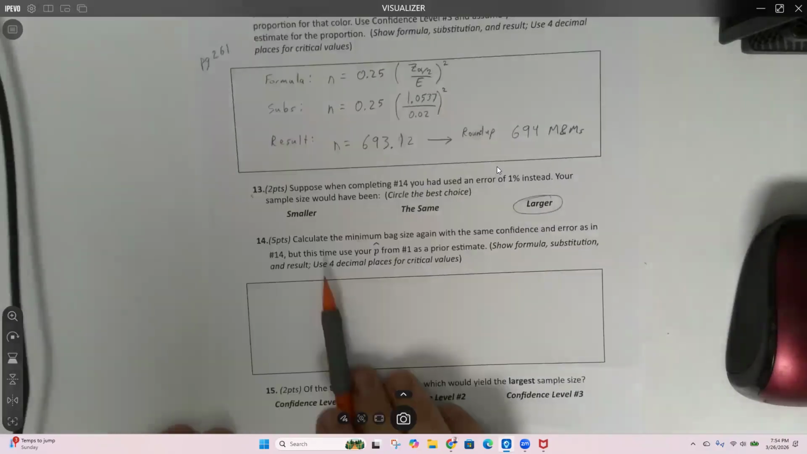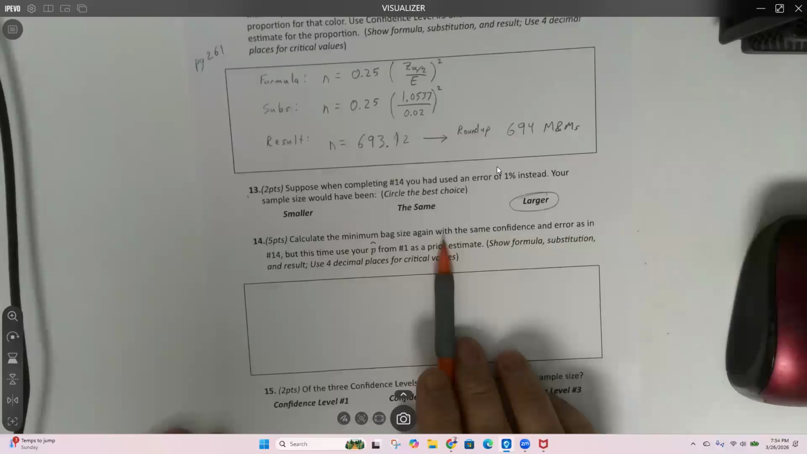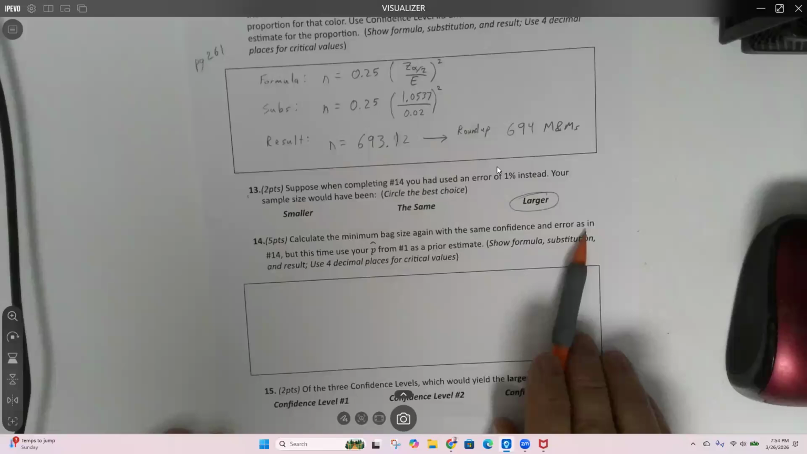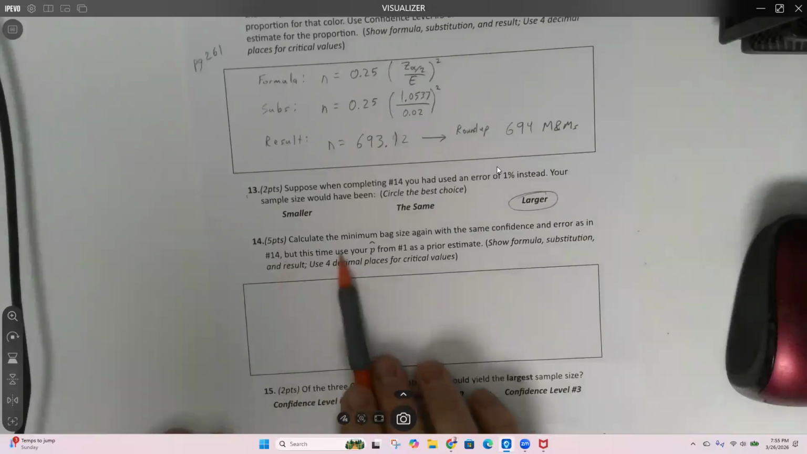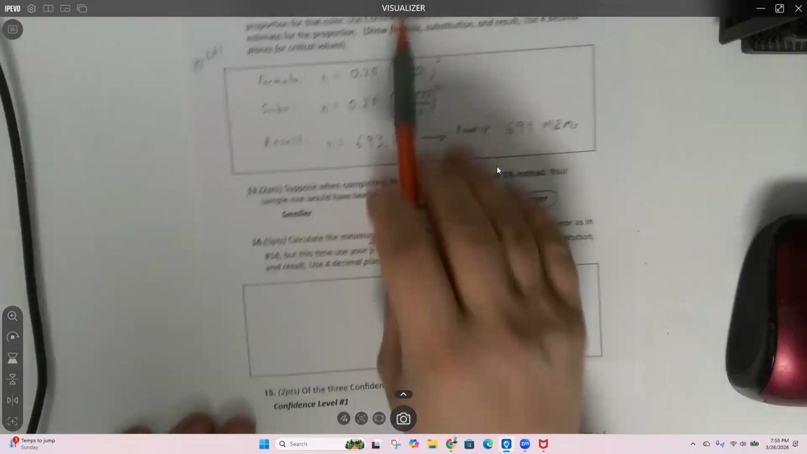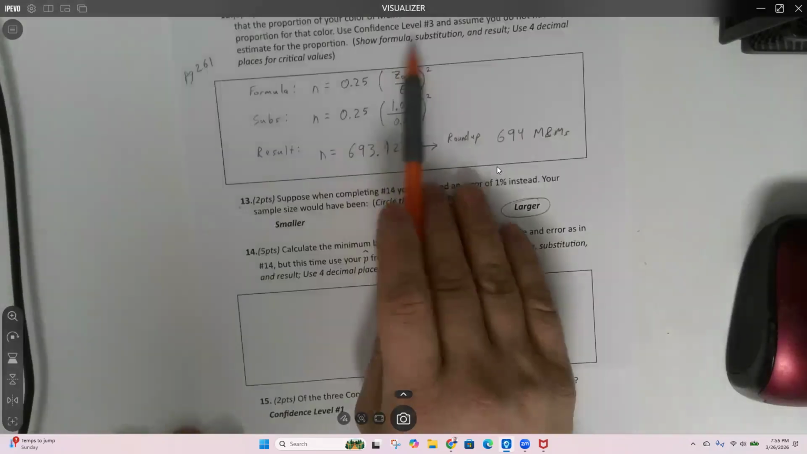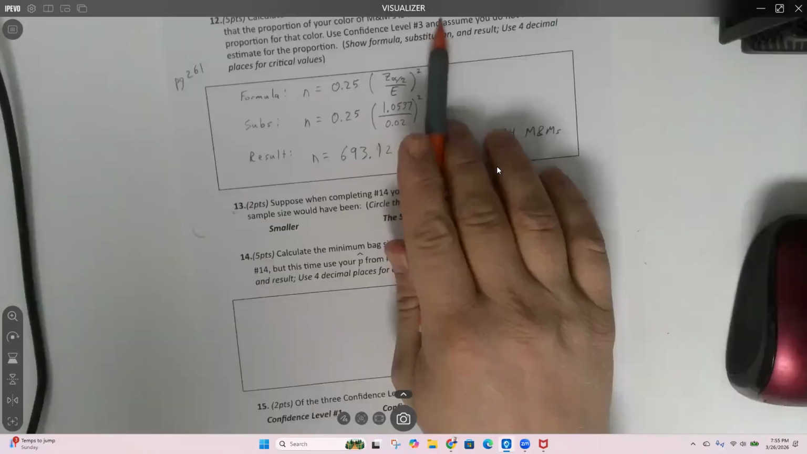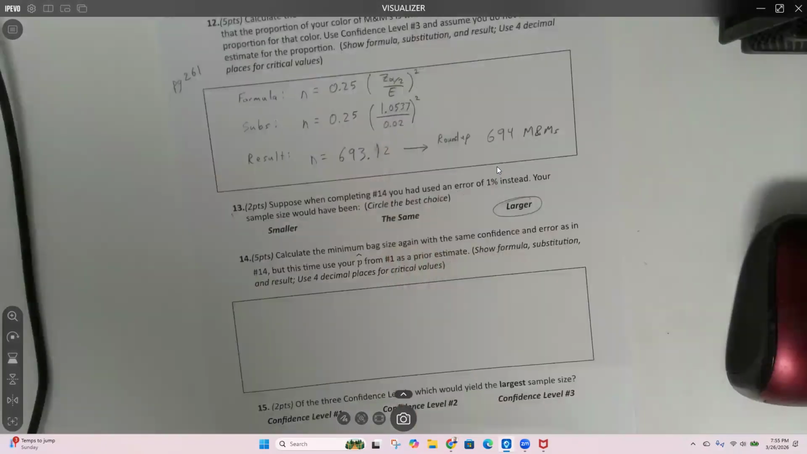Perfect. Calculate the minimum bag size again with the same confidence level and the same error rate as in number 14, but this time use your p hat from number 1 as a prior estimate. So for question number 12, they said, all right, we want to redo this experiment with a larger sample size so that we can be more accurate. We want to be within 2% of the true population. Okay. So how many M&Ms do we need to buy?